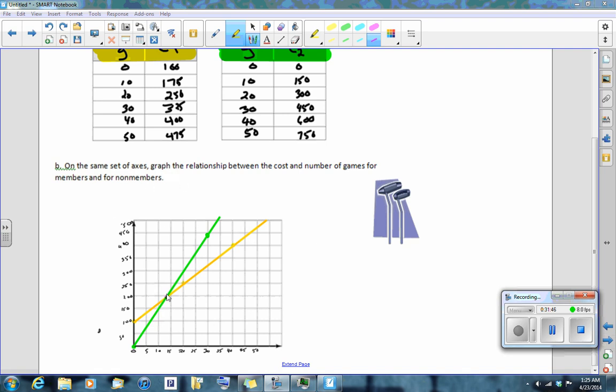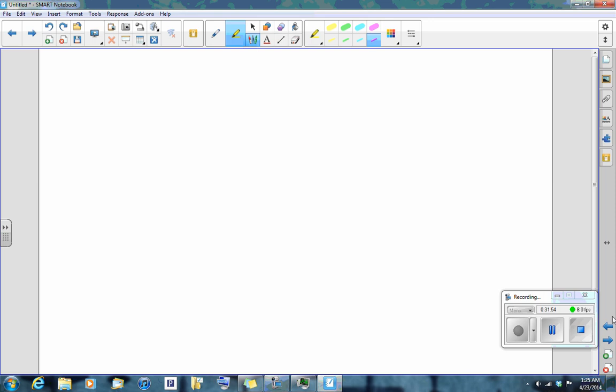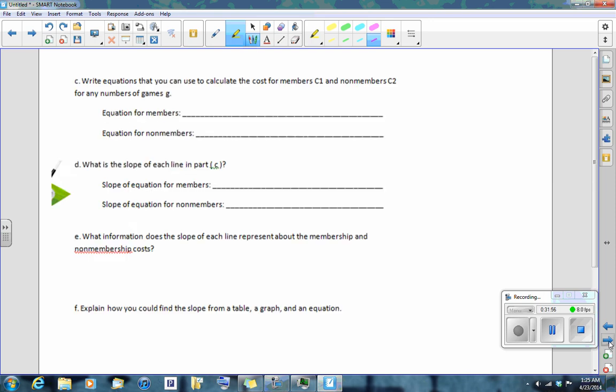All right, so just FYI, let's see what questions they ask about this next. Forgive me, it's almost 1:30 and I can't think clearly anymore. Here we go. Write equations you can use to calculate the cost for members, C1, and non-members, C2, for any number of games G. Okay, we can do that pretty easily.